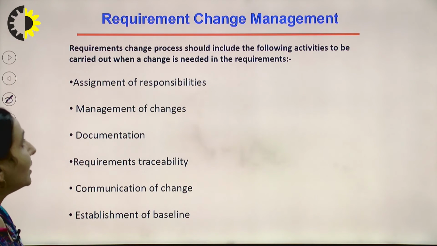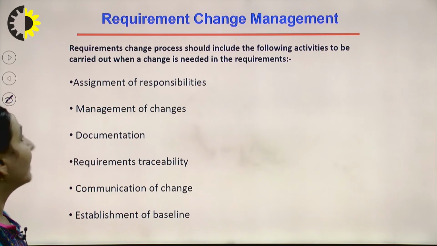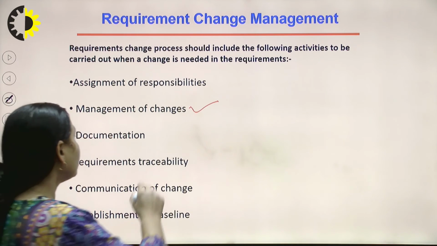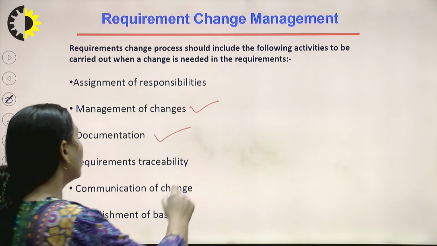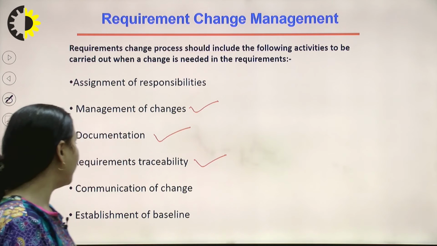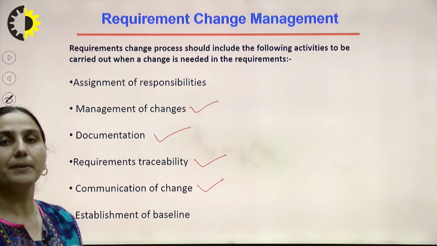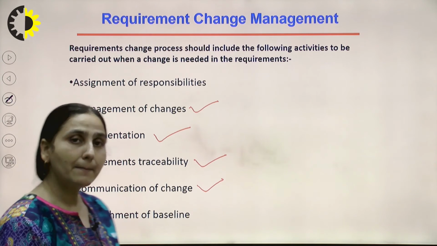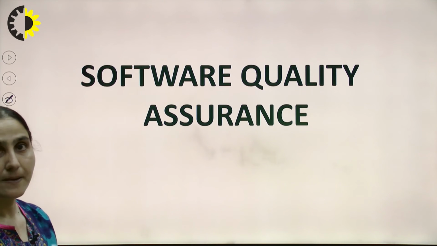The requirements change process should include the following activities to be carried out when a change is needed in the requirements. Assignment of responsibility, and management of the changes if they are coming, that is, how we are going to manage those changes. Again, after each phase, whether the proper documentation has been done or not. Requirements need to be properly traceable. Communication of changes: how frequently the changes have been made, and what the medium is through which we will be able to understand these changes in the system. Establishment of the baseline.